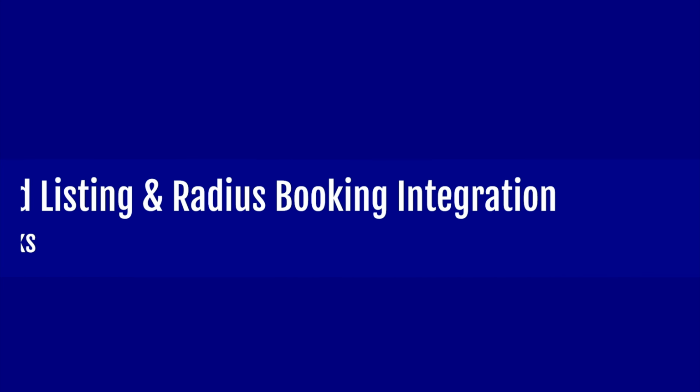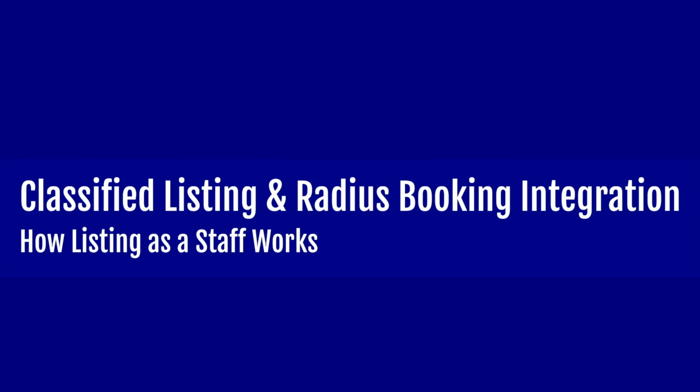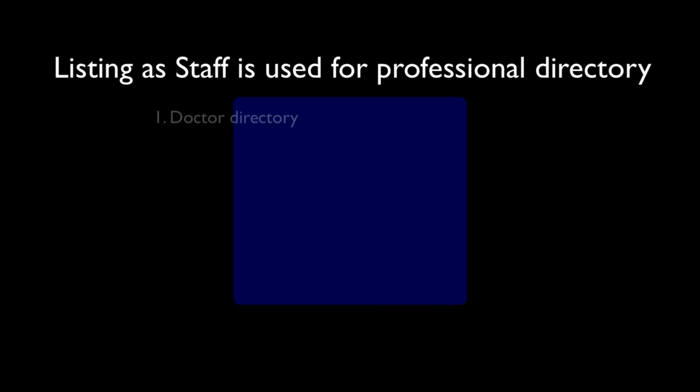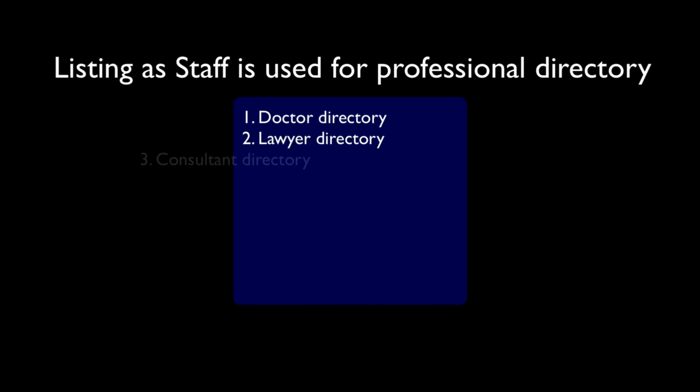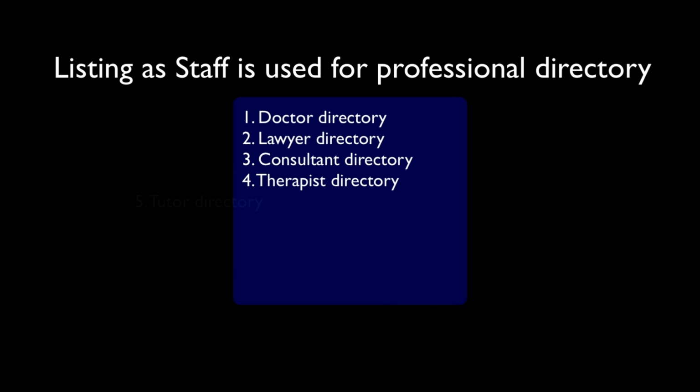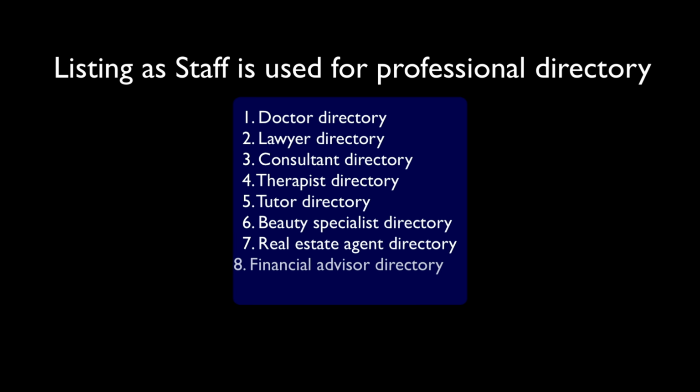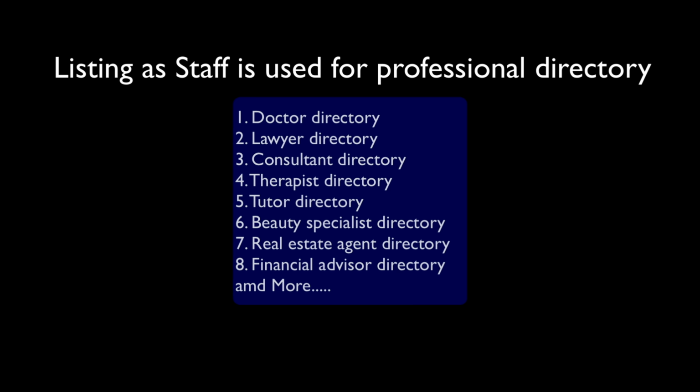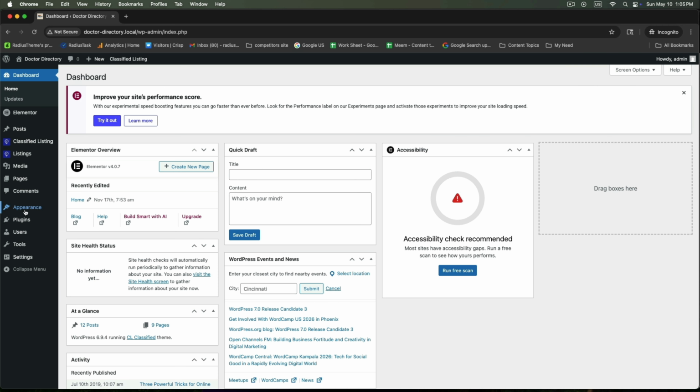Hello everyone. Today's spotlight is the integration of Classified Listing with Radius Booking and how listings can work as staff members seamlessly. Listing as staff is used when the listing represents a person or professional.